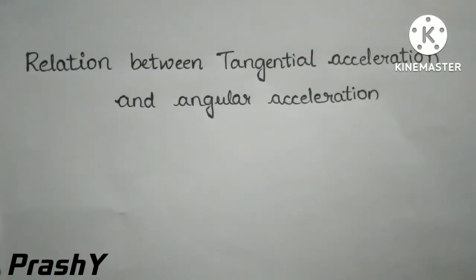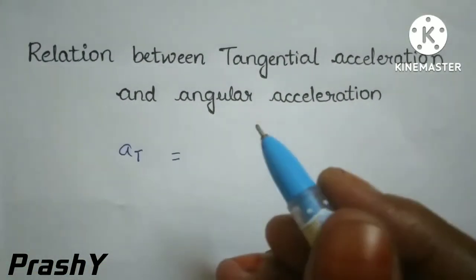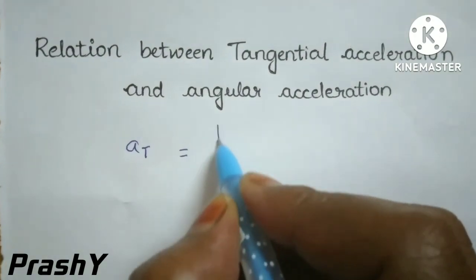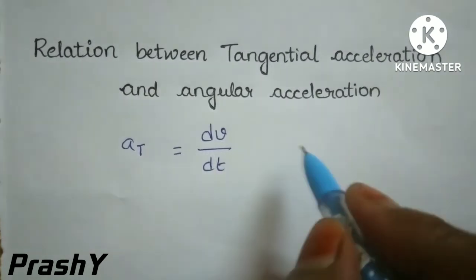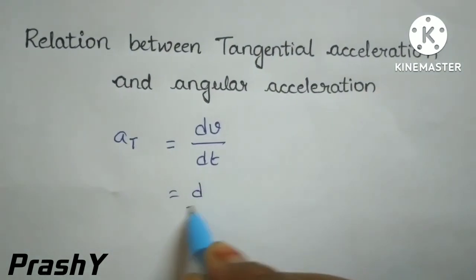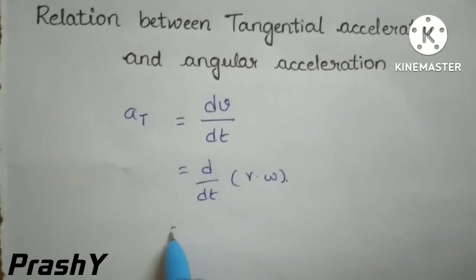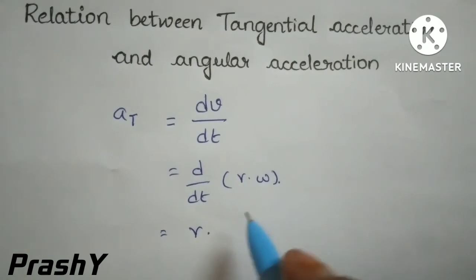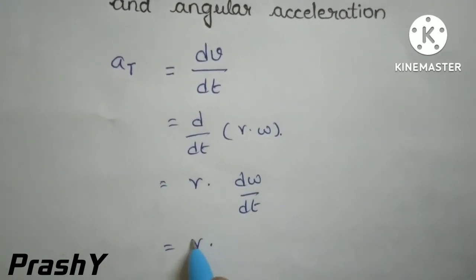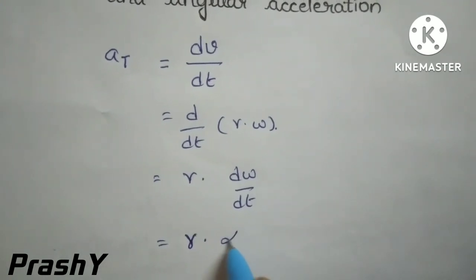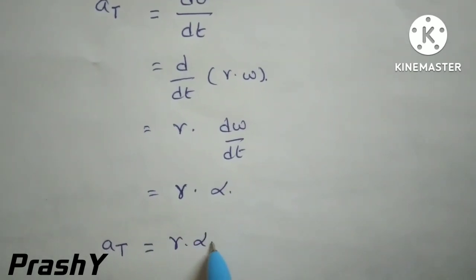Now the relation between tangential acceleration and angular acceleration. at is the tangential acceleration. We know the tangential acceleration is equal to change in velocity by time, so dv by dt. We know that v is equal to r omega, so I write d by dt of r into omega. Since r is a constant, I will write it as r dot d omega by dt. And d omega by dt is nothing but alpha, the angular acceleration. So finally I get that tangential acceleration is equal to r into alpha.